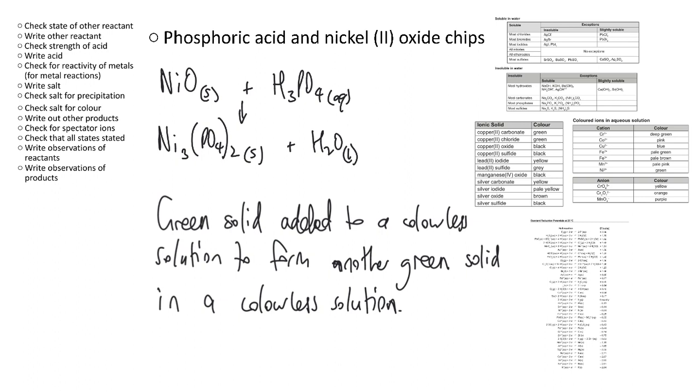Next, in year 12, you will have to take into account which one is in excess, and if one of them is in excess, then it will change the way that this reaction goes, but we'll deal with that in year 12. Let's move on.